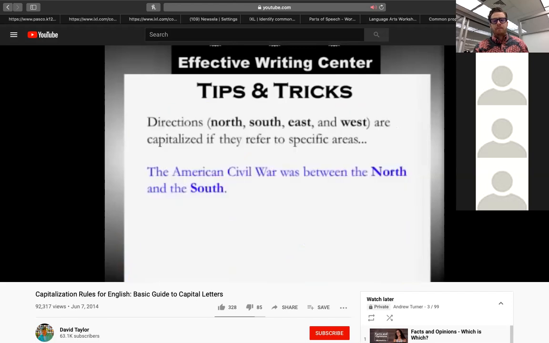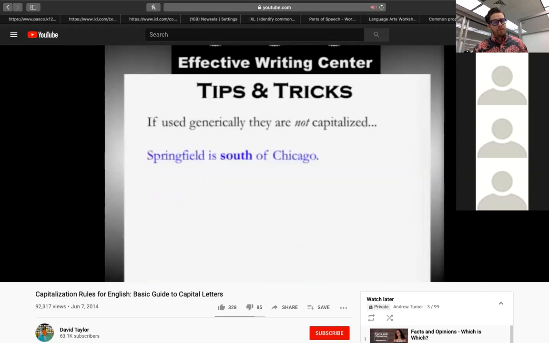If you're talking about specific sections of a geographic area, then yes. This gets a little tough. The American Civil War was between the North and the South. That's specifically the American North and South. But used generically in a set of directions, it's lowercase. Springfield is south of Chicago.